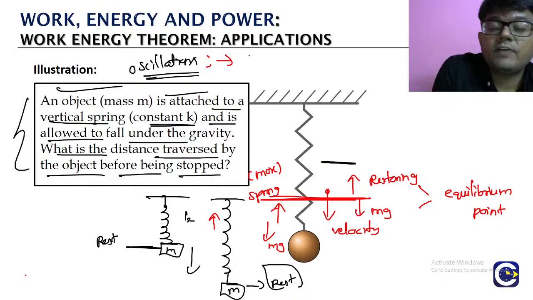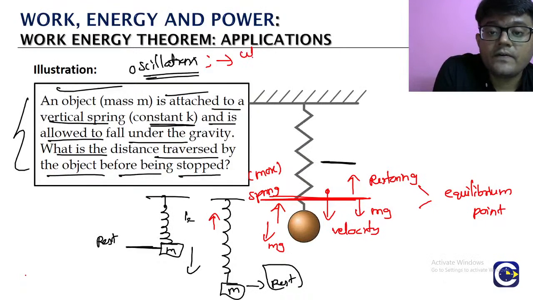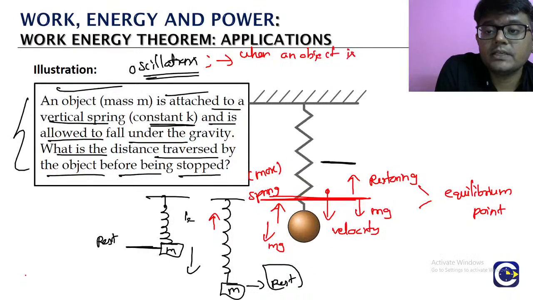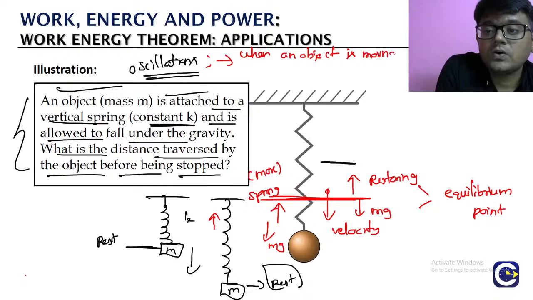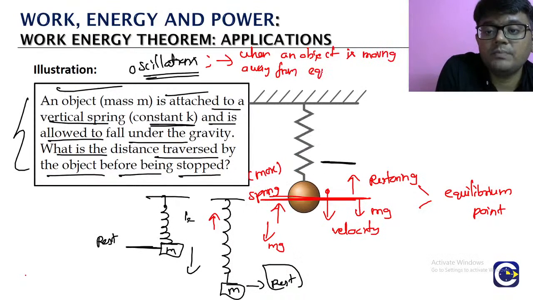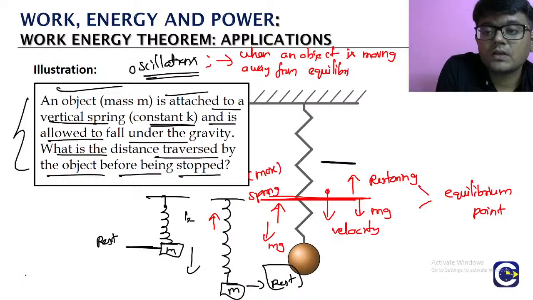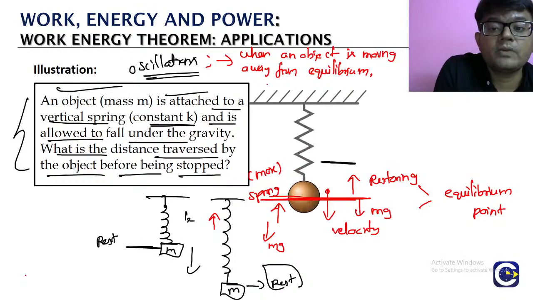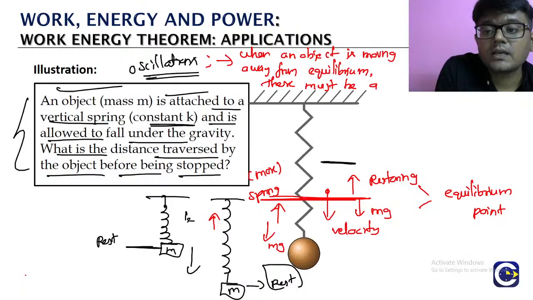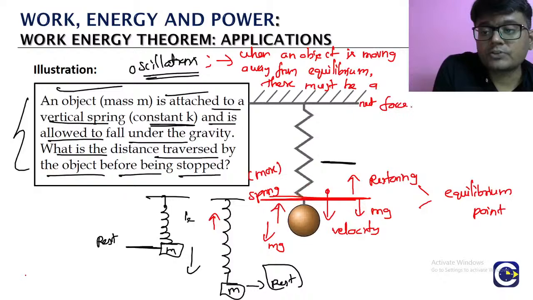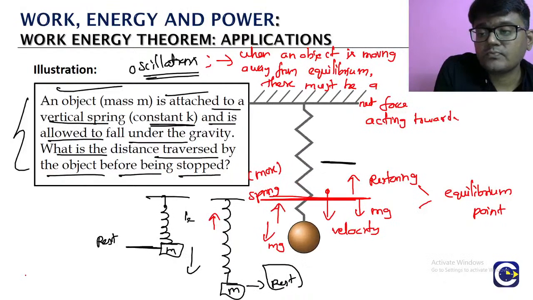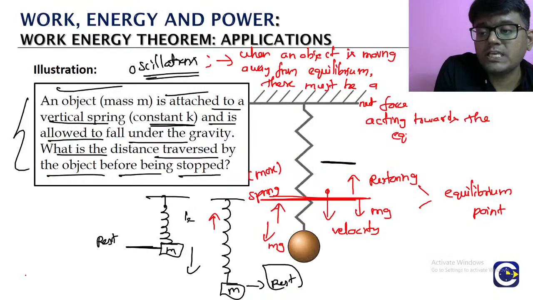For the oscillations to occur, when an object is moving away from equilibrium, there must be a net force acting towards the equilibrium point.